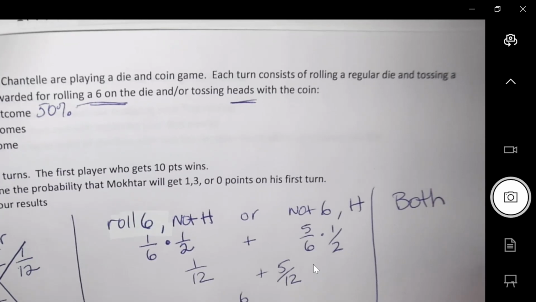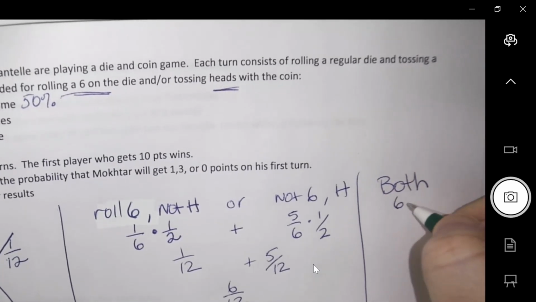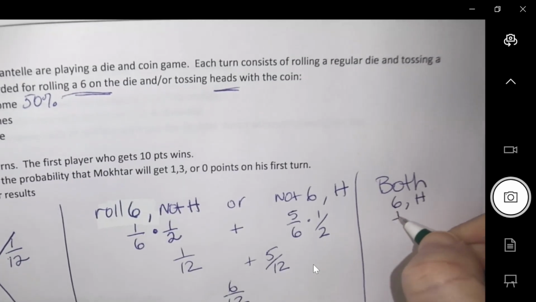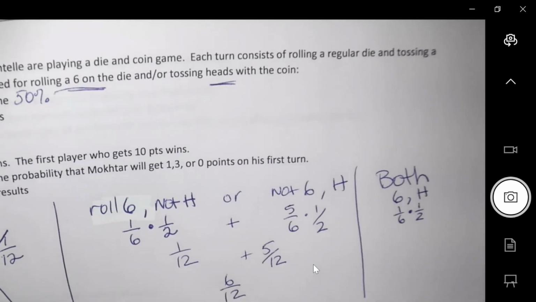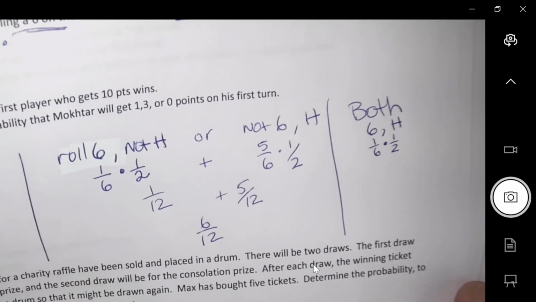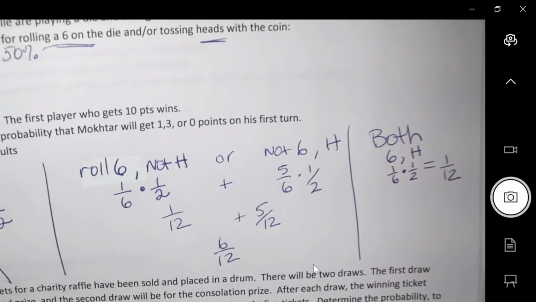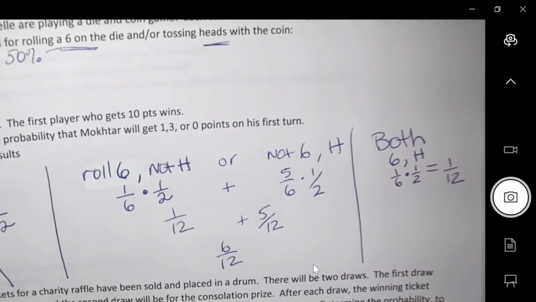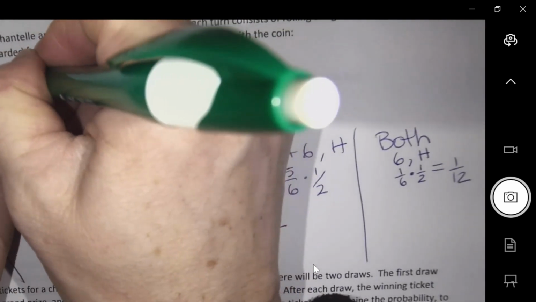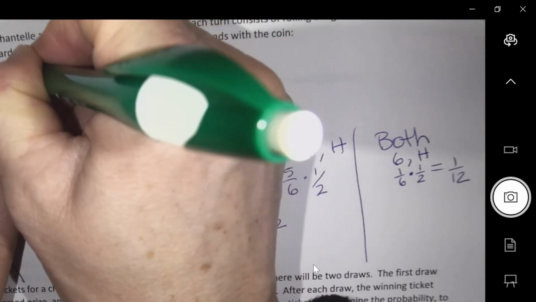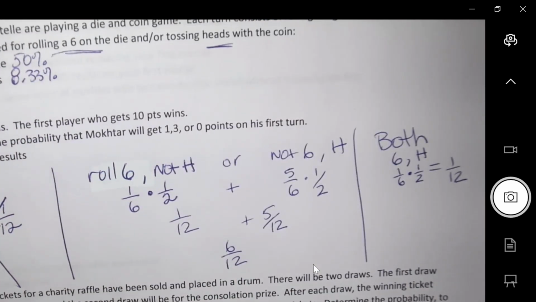Okay, what's the probability that you're going to get both? So you have to get a 6 and a heads. So 1 out of 6 and 1 out of 2. You have to get a 6 on the die and you have to get a head. So that's 1/12. So that's 8.33% chance of that happening.